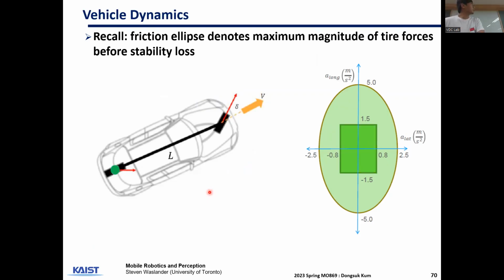Next are the acceleration limits. But first, recall the vehicle dynamics or the friction ellipse profile, which denotes the maximum magnitude of tire forces before stability loss, or before you lose control of your vehicle. So this is the friction ellipse.